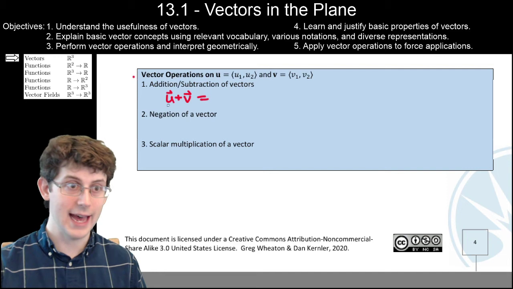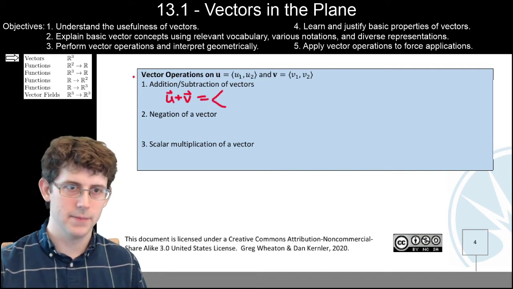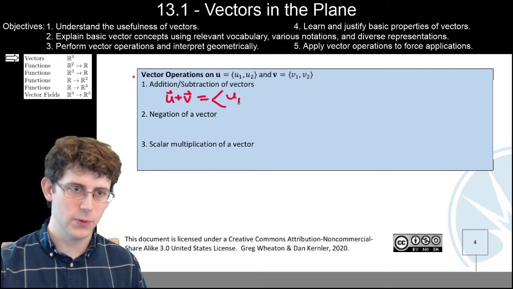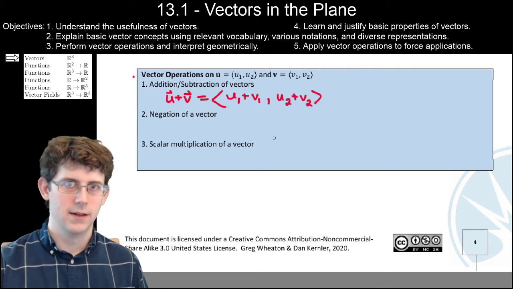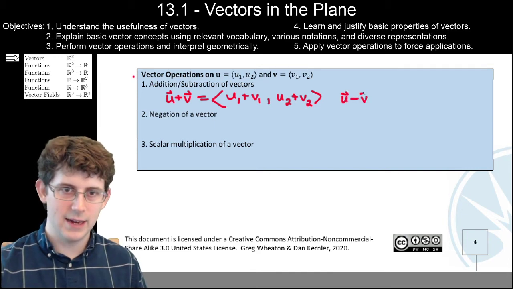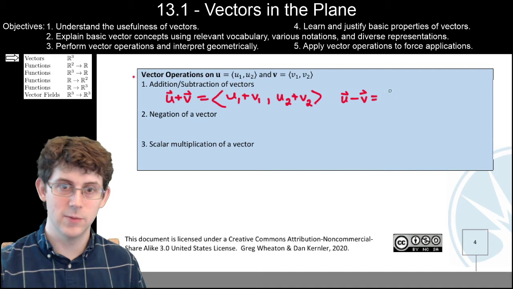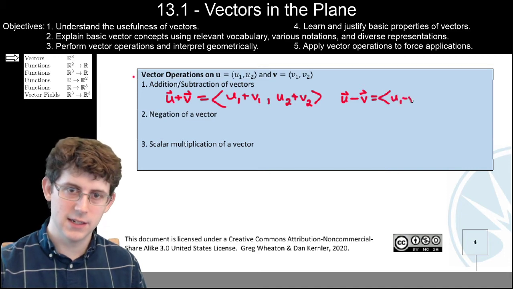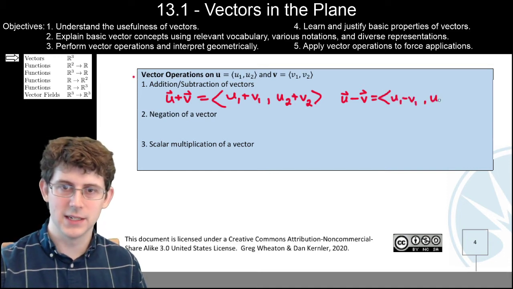Okay, so how do you add two vectors? Well, you just add the components. So you add the x components and put the result in the x component, and you add the y components and put them in the y component. Similarly, that's how subtraction works. This is called doing the operation component-wise. So you zoom in on the components, and you just do the operation to both components.